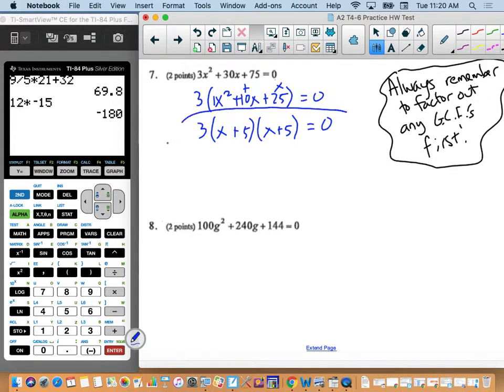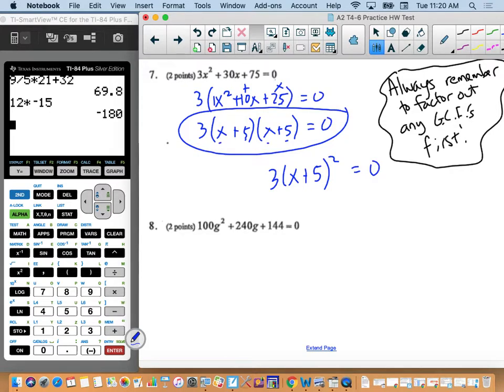You could also use the perfect square shortcut for what was left, because the square root of x squared is x, and the square root of 25 is 5. Another way to write this is 3 times x plus 5, the quantity squared.